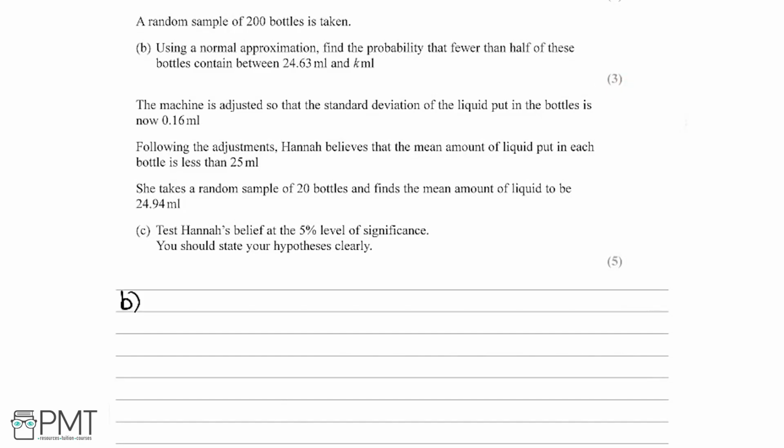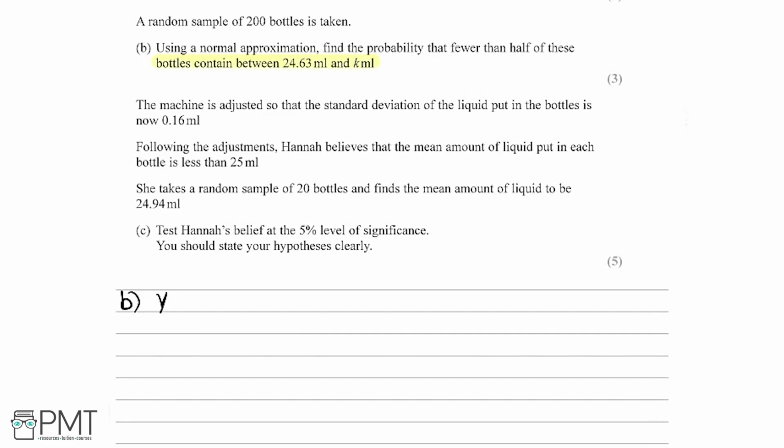So now firstly we're going to think of this as our binomial distribution. So we're looking at whether bottles contain between 24.63 millilitres and k millilitres. So a bottle is either going to satisfy that, so going to be between these values, or not. So there are 2 possible outcomes. So we can think of this as a binomial distribution.